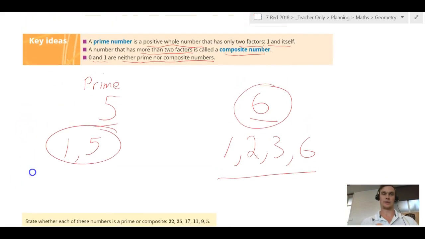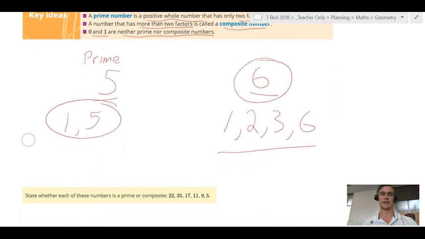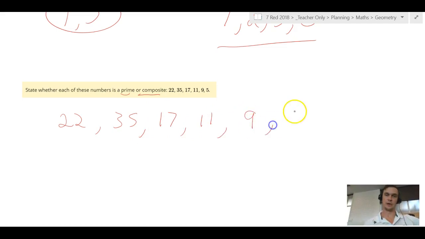Now what we want to do here is learning goal 3. So we're going to determine if a number is composite or prime based on a number of factors. Again, it's important that you understand your divisibility rules. So we're going to do this question as a practice here. You need to state whether each of these numbers is prime or composite. So we have 22, 35, 17, 11, 9, and 5. We want to determine for each one whether it's prime or composite.